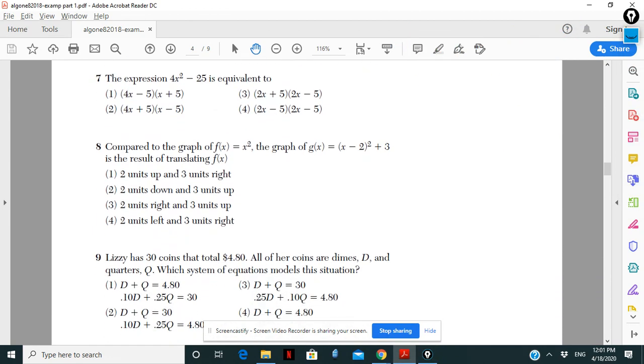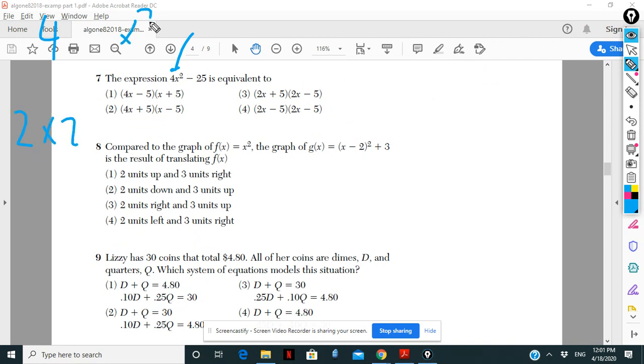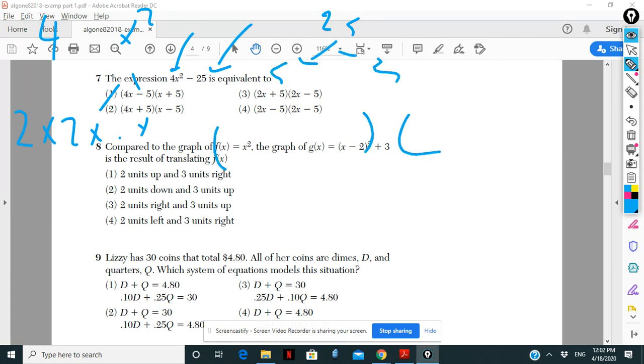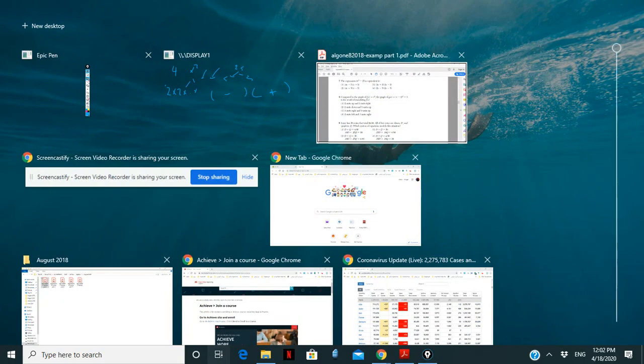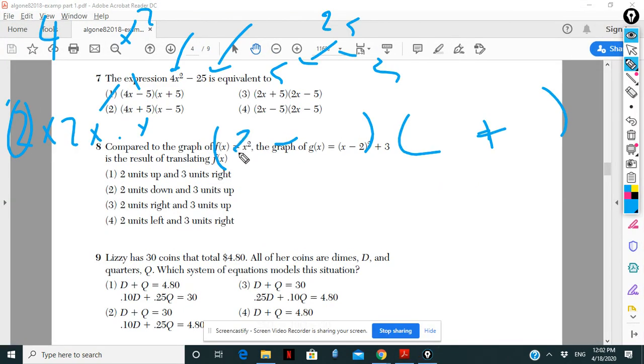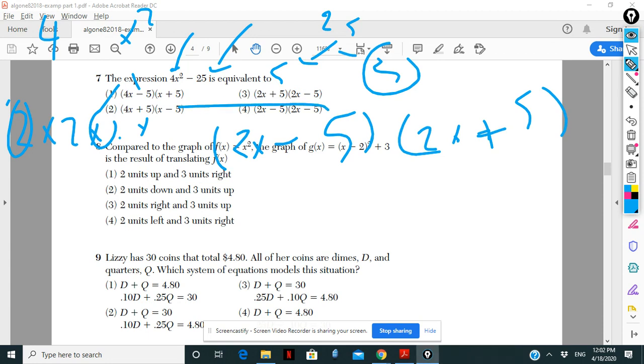Question number 7. Which expression is equivalent to that one? Looking here, that's a perfect square because 4x squared comes from 2x times 2x, and 25 comes from 5 times 5. Since it's a difference of two squares, I make two parentheses, one plus and one minus, and take the square roots: 2x and 5. So it should be 2x minus 5 multiplied by 2x plus 5. So the answer is 3.